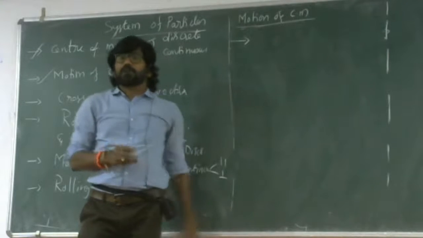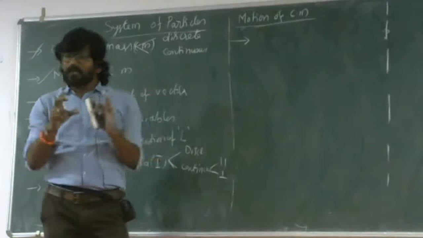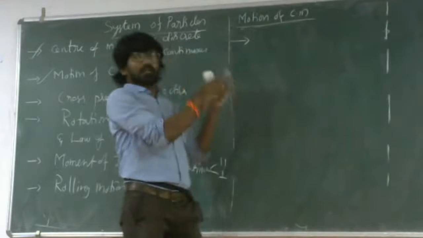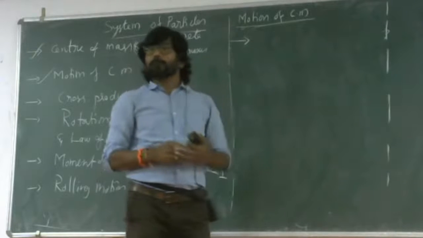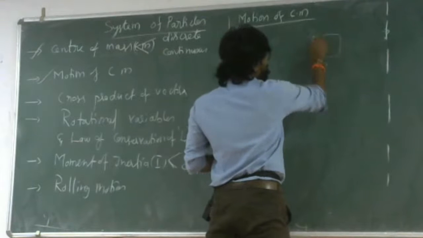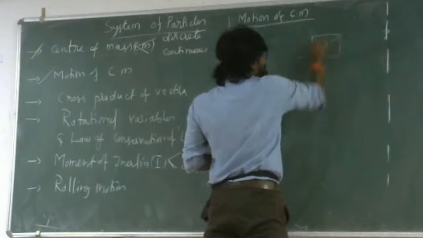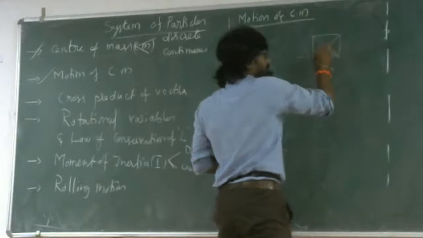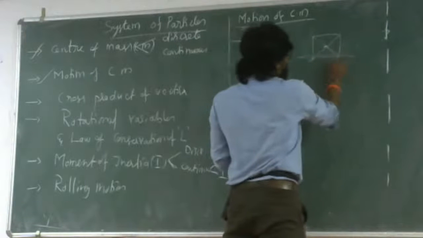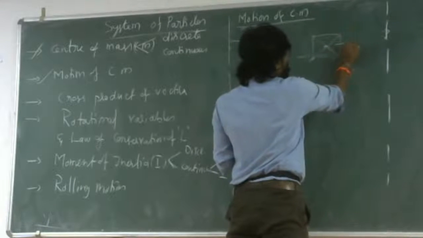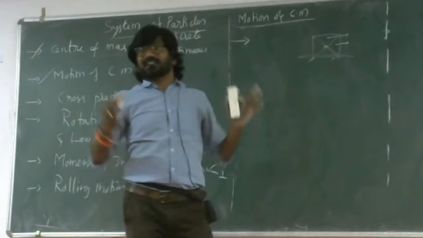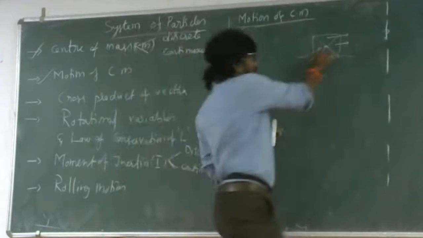So if you have a system of n particles, discrete particles, or a continuous mass body like a ring or a disc, if it is moving, or if you have a solid cubical block, its center of mass will be at the point of intersection of the body diagonals for the cube. So if it is sliding, every particle will be moving with the same velocity, in the case of solid objects, or rigid bodies. So the center of mass will be here.